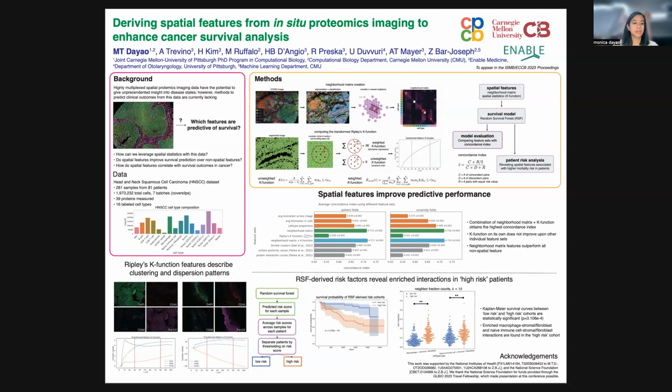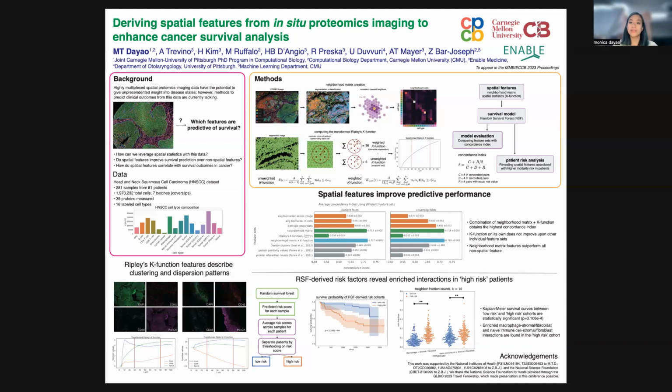The data that we're using is a head and neck squamous cell carcinoma data set, in which we have 281 samples from 81 patients, almost 2 million cells divided up into different batches. 39 proteins are measured, and there are 16 labeled cell types.